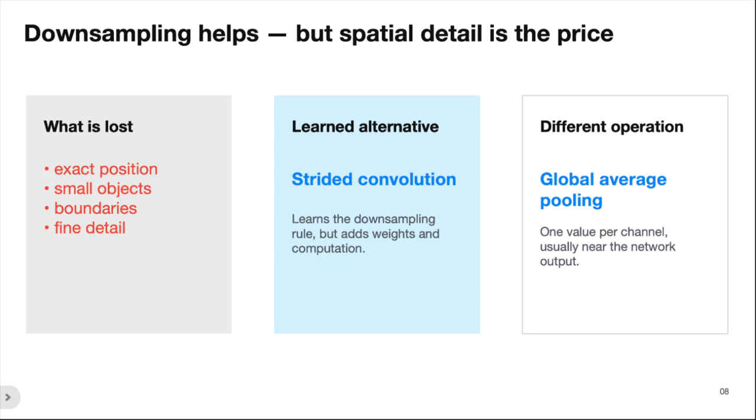Global average pooling is a different operation. It averages every spatial location in each channel and produces one number per channel, often near the end of a classifier. It should not be confused with ordinary local pooling.